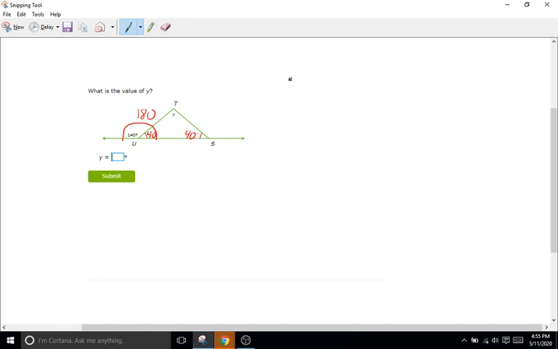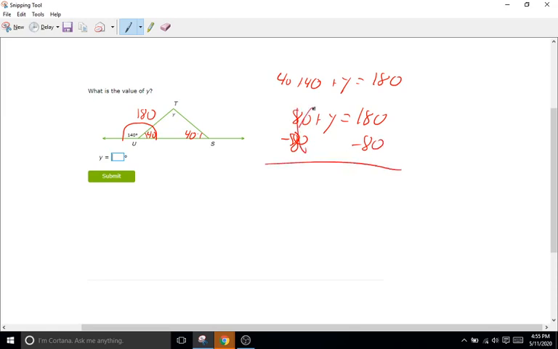Now we can figure out what y is by going 40 plus 40 plus y equals 180. 80 plus y equals 180. Subtract 80 from both sides. We are left with y equals 100.